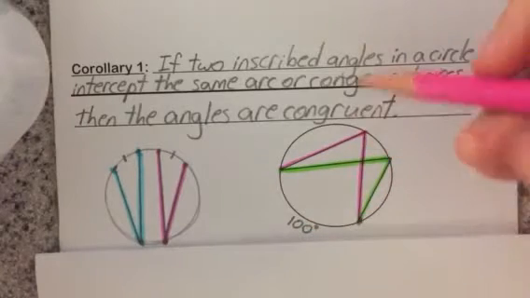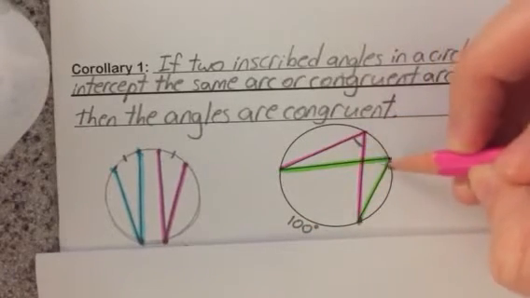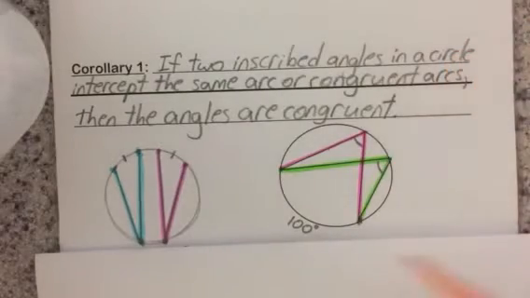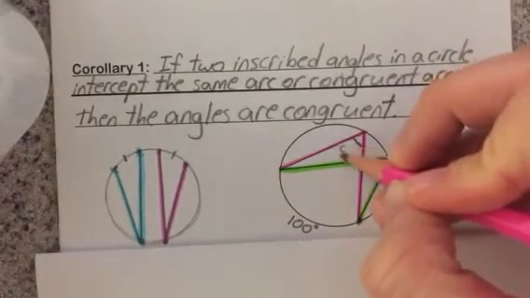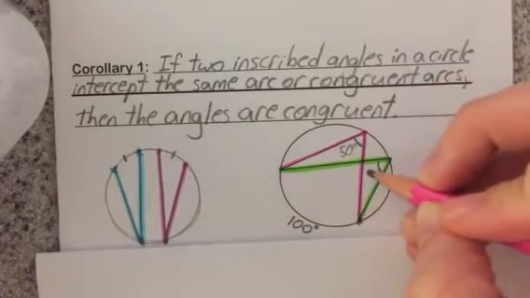Then of course that would mean this angle is congruent to this one. So again, I just made up a number here, 100 degrees. That means this would be half of that, 50 degrees, and so would this one.